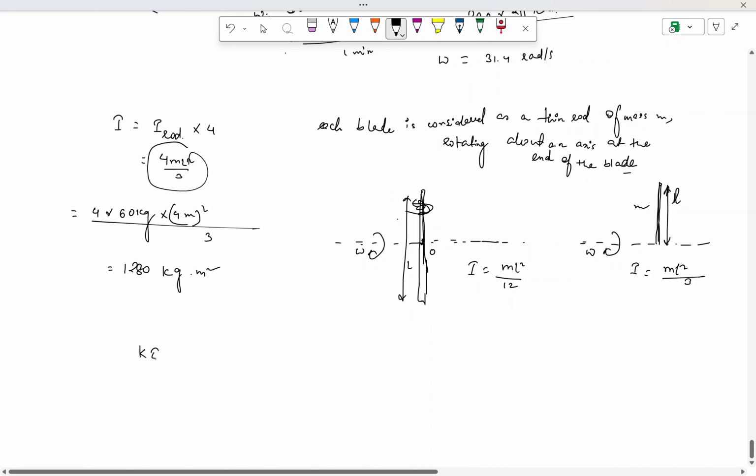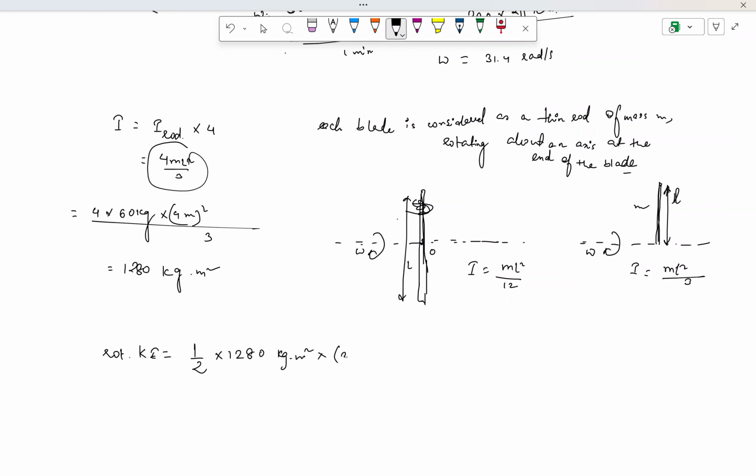So the rotational kinetic energy in short will be half into I, which is 1280 kg meter square in SI units, into omega squared, which is 31.4 radian by second whole squared. So this kinetic energy value, if you calculate, will be 6.3 into 10 to the power minus 5 joule. So energy is coming in SI unit of energy, which is joule. So this is your answer.